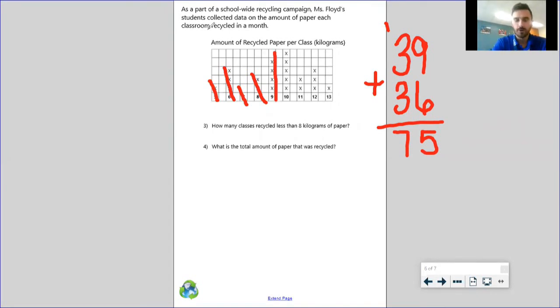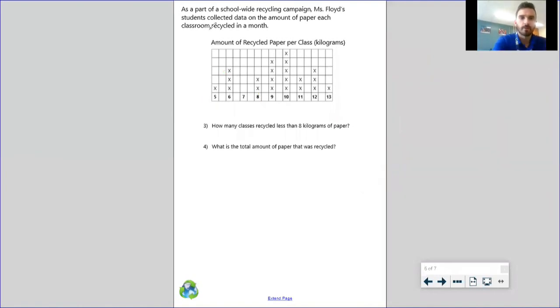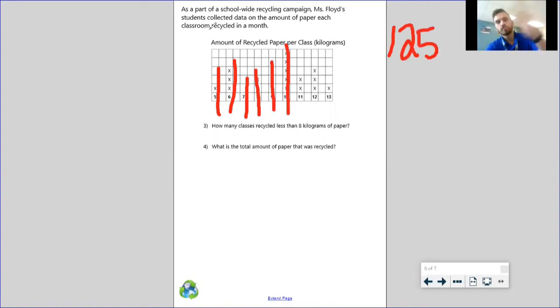Keep it going. Looking at the 10 kilograms, there were 1, 2, 3, 4, 5 classes that recycled 10 kilograms. 10 plus 10 plus 10 plus 10 plus 10, or 10 times 5 shows me there were 50 kilograms total there, which if I added those together, gets me to 125. Ooh, fella. 125 kilograms. Let's get back where we were. We're done here. We're at 125.